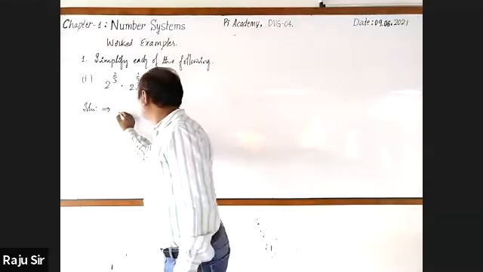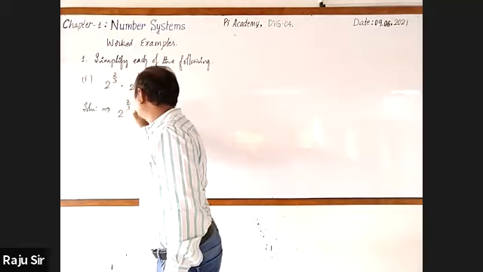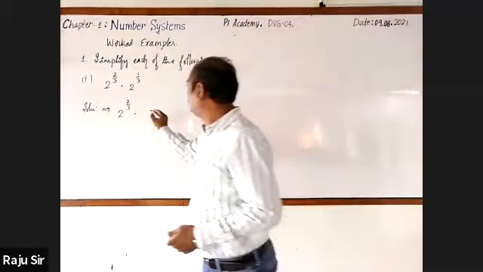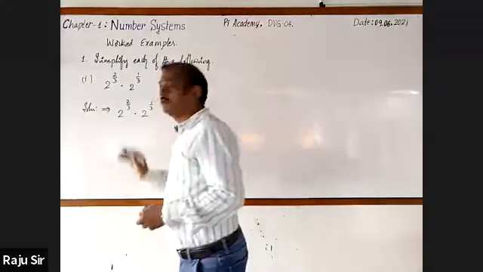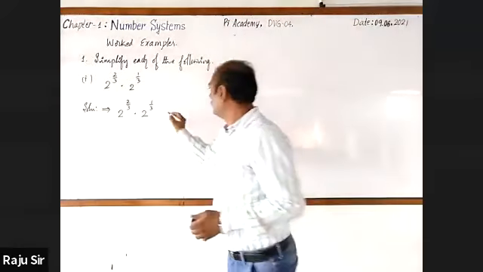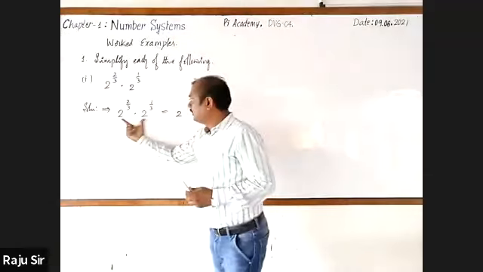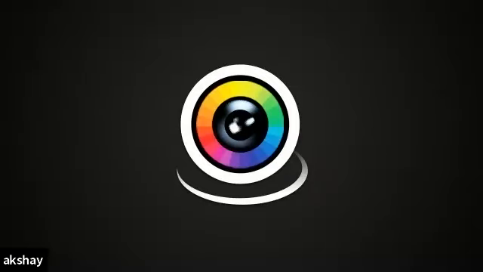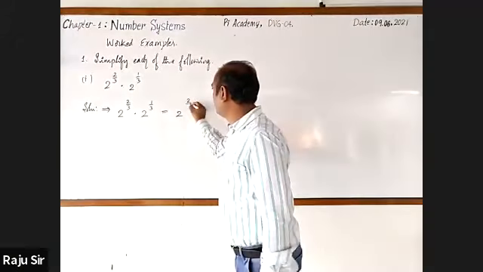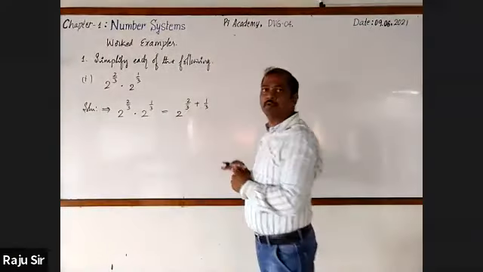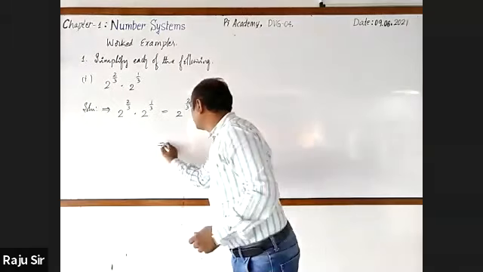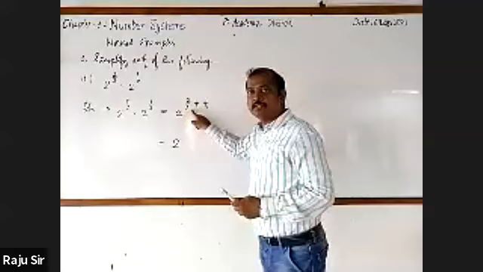It is 2 raised to the power 2 by 3 into 2 raised to the power 1 by 3. This is the given statement, which is equal to 2 raised to the power. The bases are same, therefore powers should be added. The powers are 2 by 3 and 1 by 3. Add them, so put a plus sign. Then this is equal to 2 raised to the power. Take the LCM and simplify.